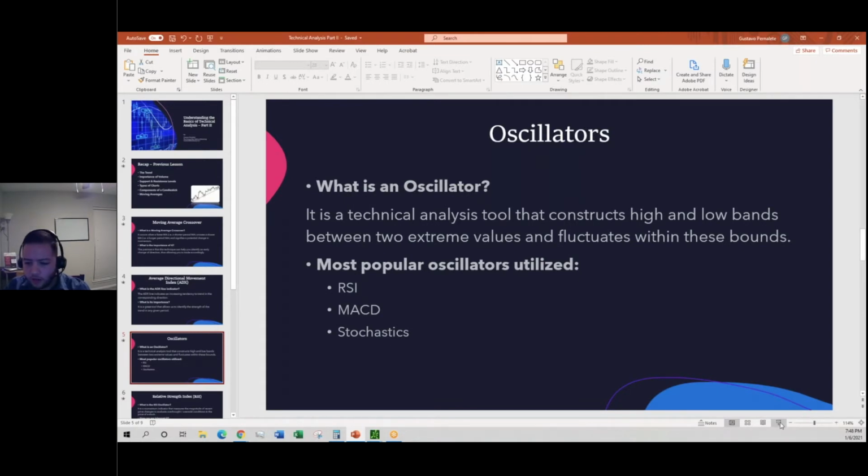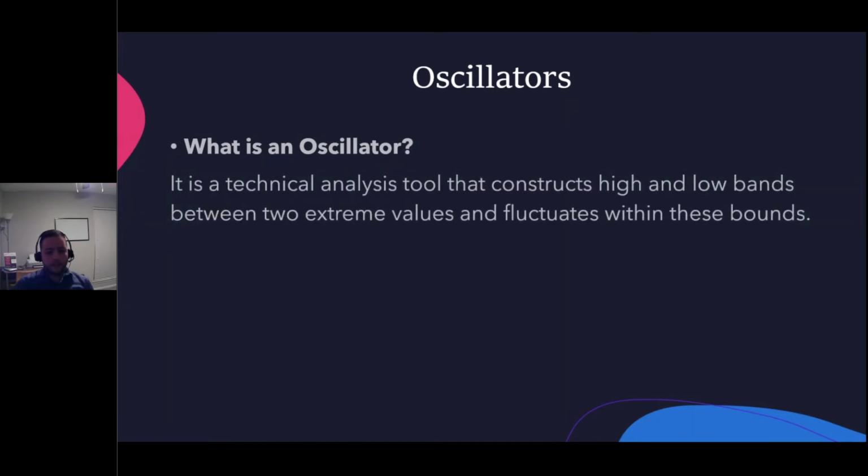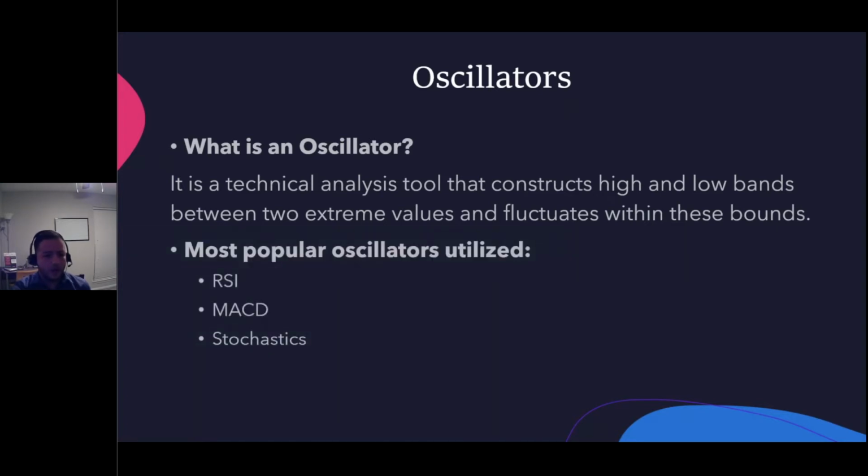So let's move on. Now let's move on into oscillators. Oscillators are a big part of technical analysis. But what is an oscillator in the first place? Well, an oscillator is a technical analysis tool that constructs high and low bands between two extreme values and fluctuates within these bounds. Okay, three of the most popular oscillators utilized today are the RSI, the MACD, and the stochastics.